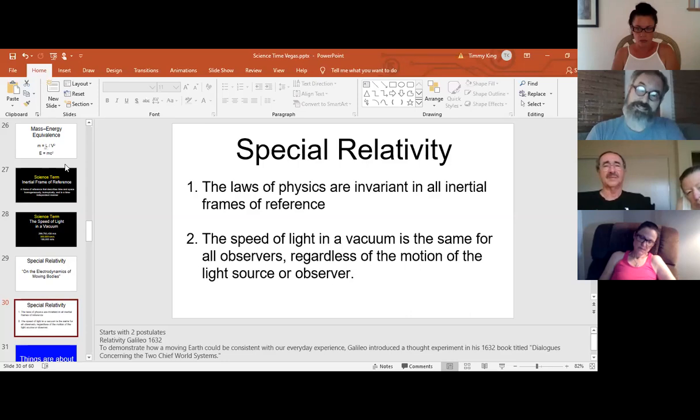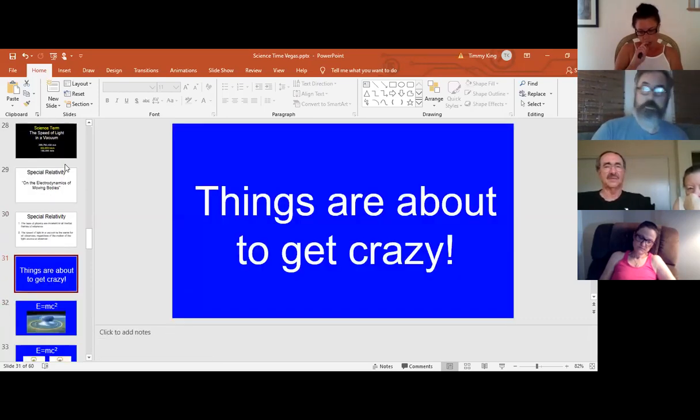What Einstein did was he added a second level of complexity. What he said was that the speed of light in a vacuum is the same for all observers, regardless of the motion of the light source or the observer. Now, on the surface, that sounds like a very simple thing to say. Light always moves at the same speed. Sure, it makes sense. Absolutely. But what we're going to do now is we're going to look at some strange cases where when we understand what that means, it gets really weird.